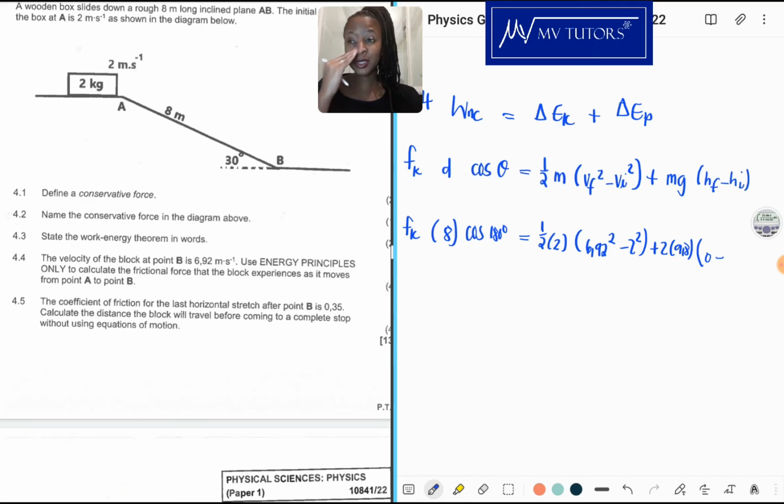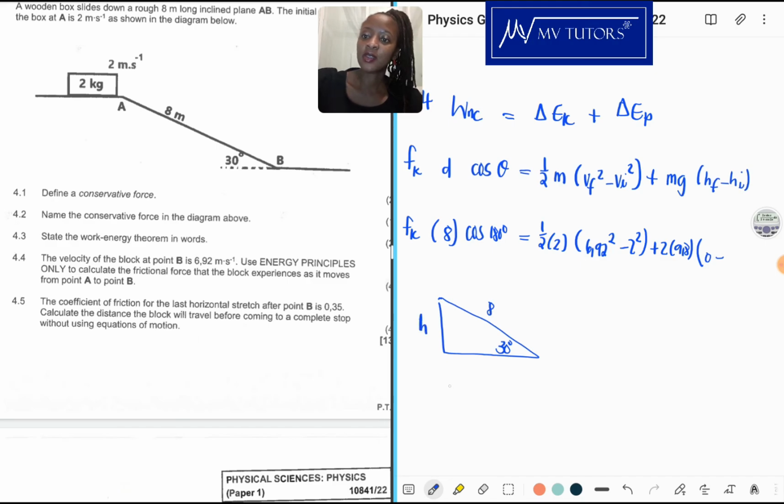But our initial height, if you are again to draw this triangle, remember we have 30 degrees over there. This would be 8, and this is what we are looking for, the height. Because I have opposite and hypotenuse, I'm going to use sine. Remember, sine 30 is equal to h over 8. Sine 30 is half, so 8 times a half is 4. So we have 4 there.